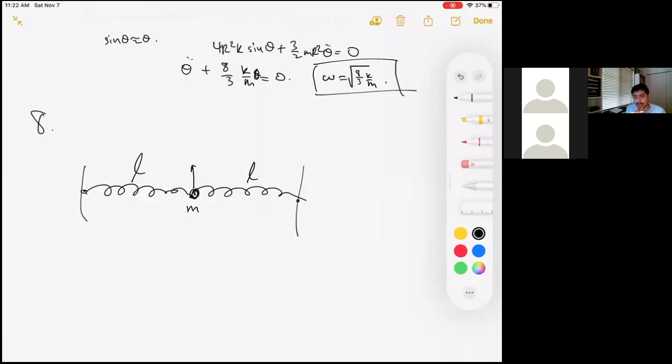Recall in simple harmonic motion, the period did not depend on the amplitude. So if I let go at a certain stretch, the period is still 2 pi root m over k, no matter how far I release it from. But this problem will turn out to be not simple harmonic motion, so that property won't hold. So let's see what happens here.